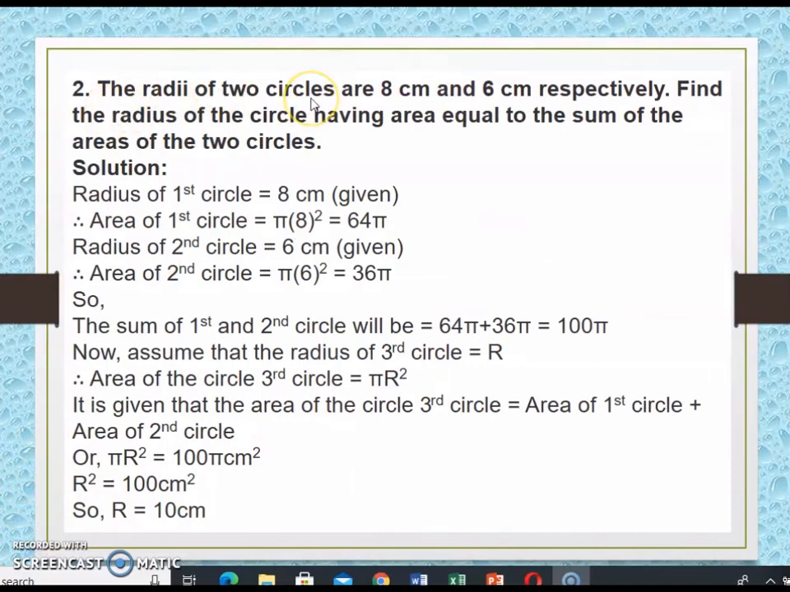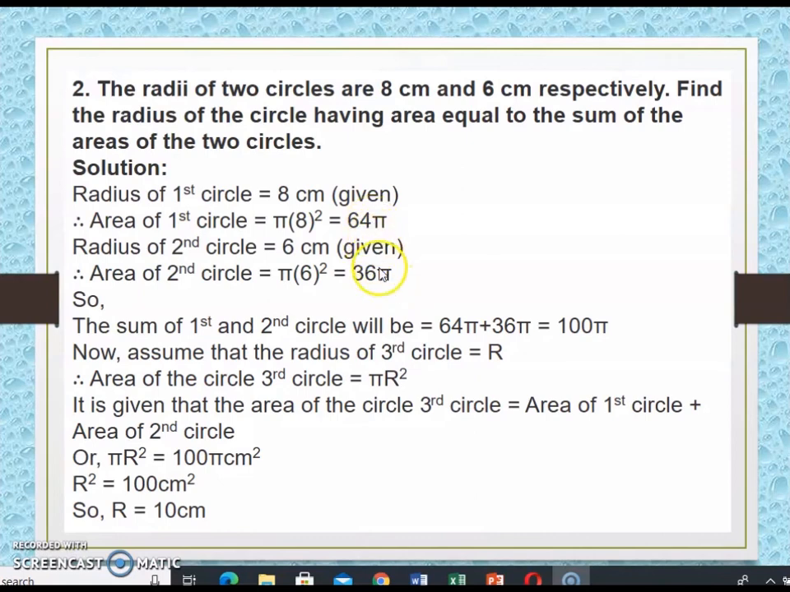In the second question, the radii of two circles are given as 8 centimeter and 6 centimeter respectively. Find the radius of the circle having area equal to the sum of the areas of the two circles. So here you have to find the areas of both the circles, add them, and that sum of those two areas will be equal to the area of the third circle. That is what is given. So first circle's area will be pi r square, that is pi into 8 square, which is 64 pi. Again we will keep pi like this only.